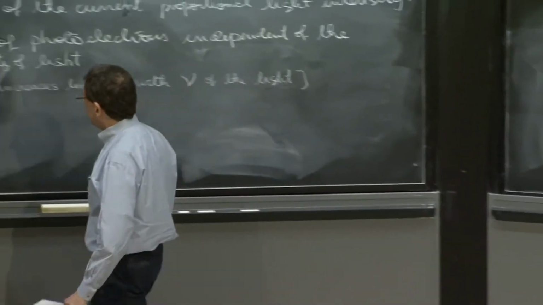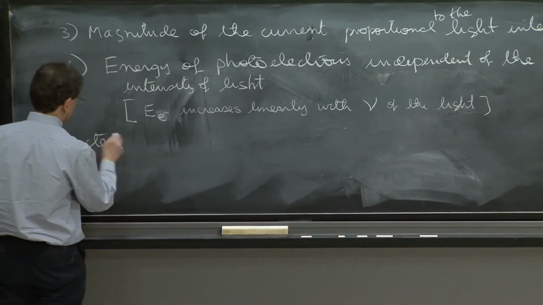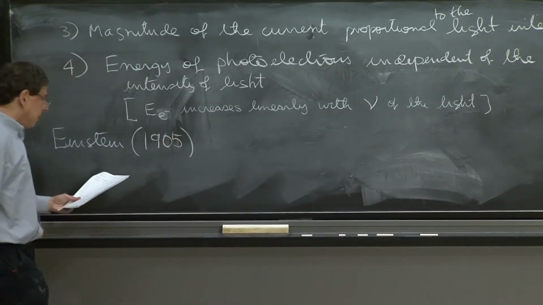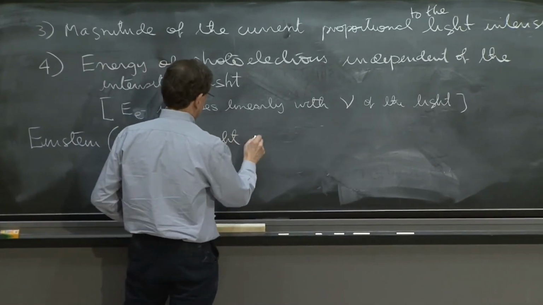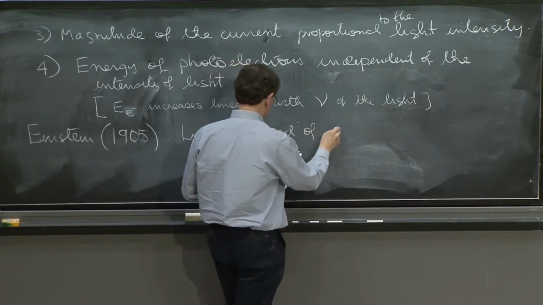But Einstein in 1905 gives the natural explanation. It says that light is composed of quanta.